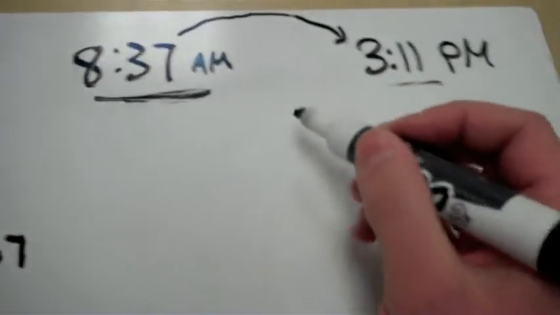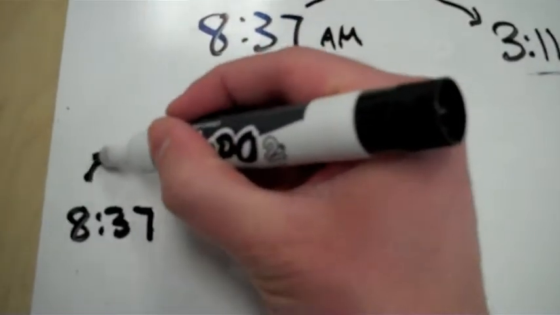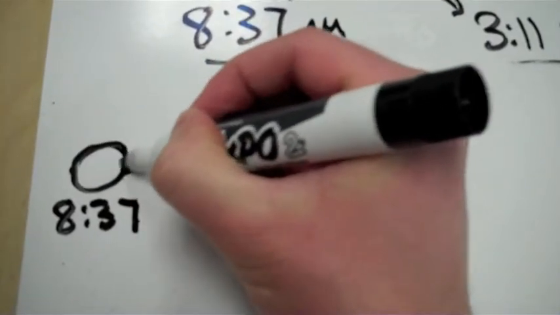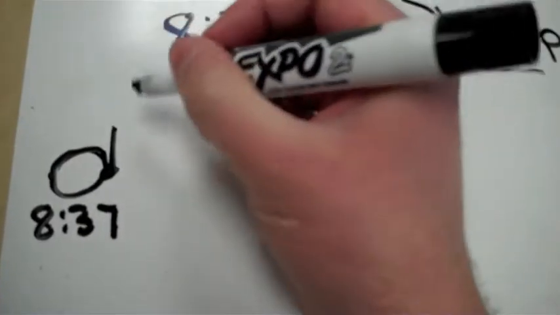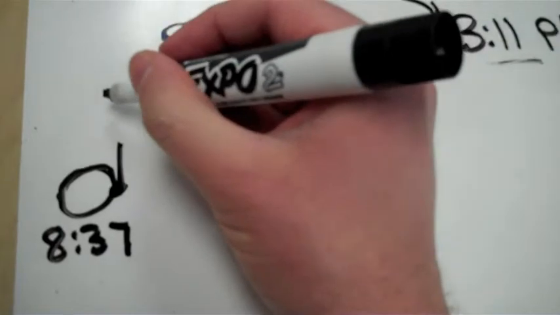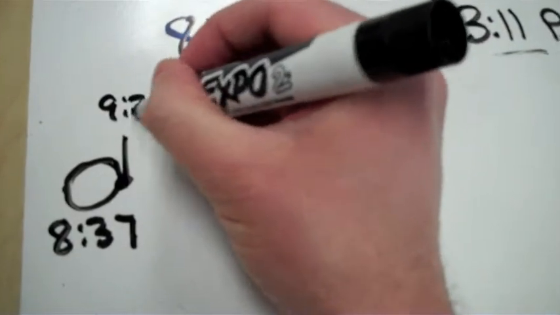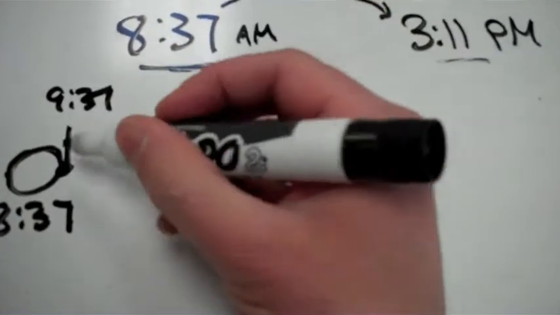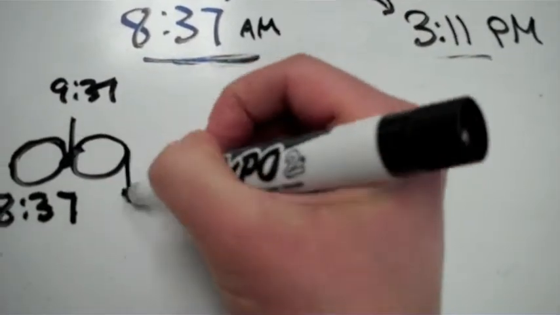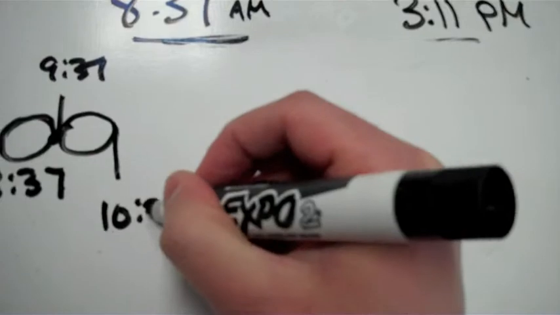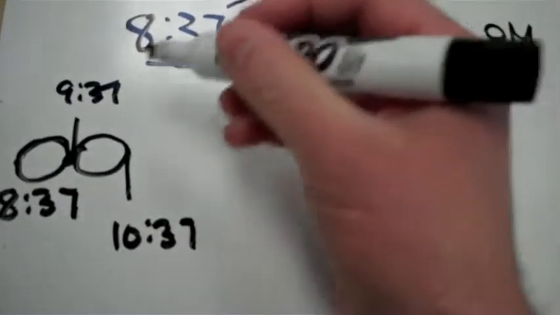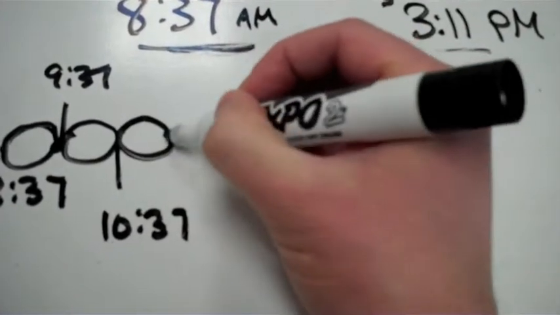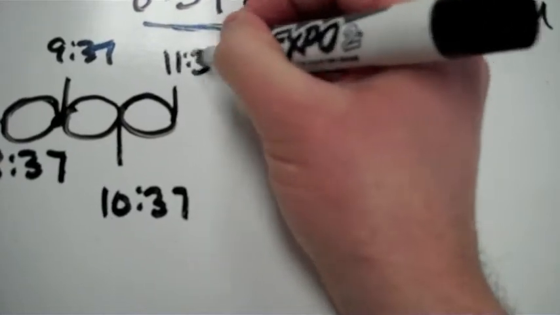And I always count by hours first. When I draw my hours, I make circles to show an actual hour around the clock. And I'm just going to change my hour number from an 8 to a 9. 8:37 plus an hour is 9:37. Add another hour, and I've got 10:37. Add another hour, and I have 11:37.